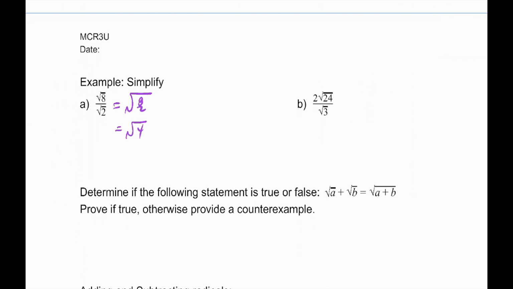This next question we could do likewise. In this case, this is the same thing as 2 times the square root of 24 over 3, which is 2 times root 8. And if we simplify root 8, that's going to be 2 times root 4 times root 2, which is 2 times 2 root 2, which is 4 root 2.